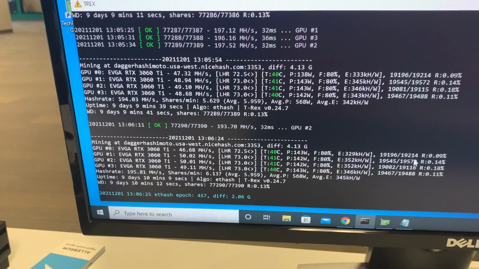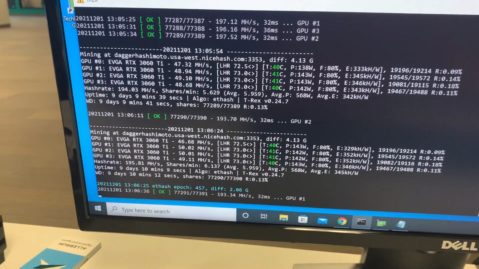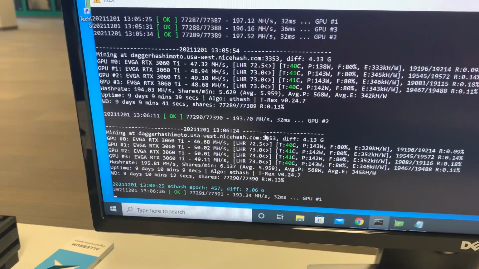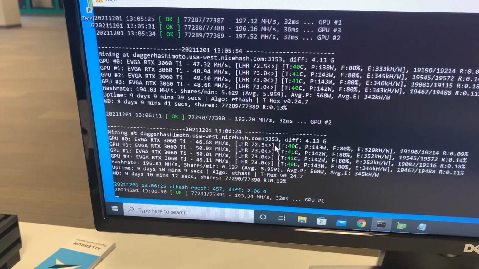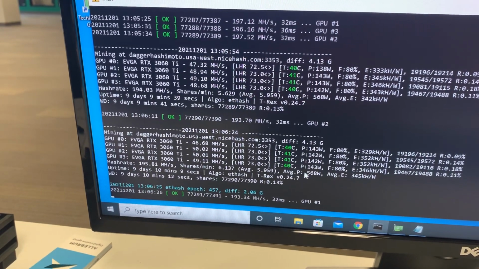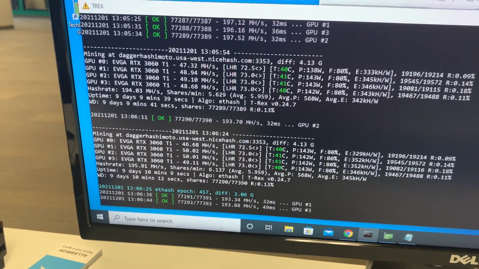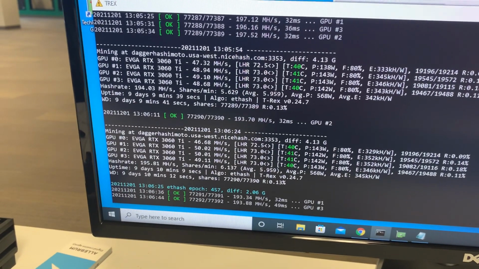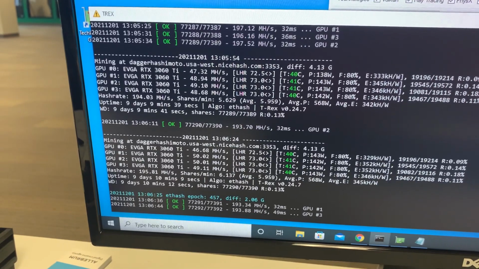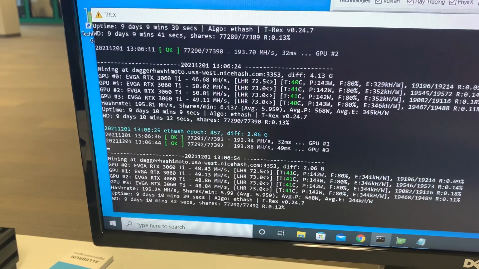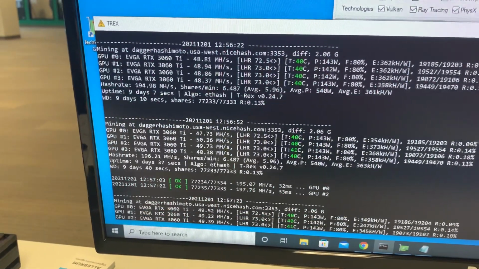We got a few rejections here and there, nothing that I'm super worried about. Temperature is fine. I'm happy with where the temperature's at. Drawing 143 watts. I was able to reduce some of that by setting an absolute value on the GPU clock using T-Rex. So I'm sitting right about 49.50 mega hashes pretty much all the way.